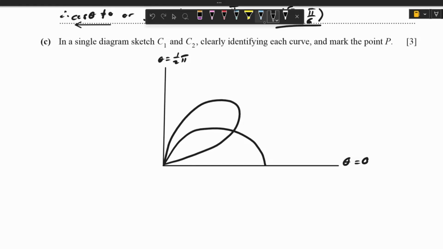So these are the two graphs that we have drawn. Now, the point right here is the point P, where the two curves intersect, and this is C1 and this is C2. So this is what we are having here.